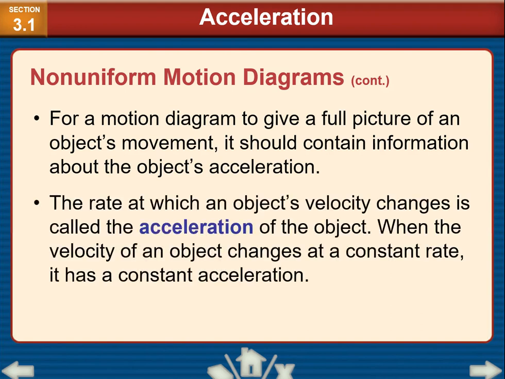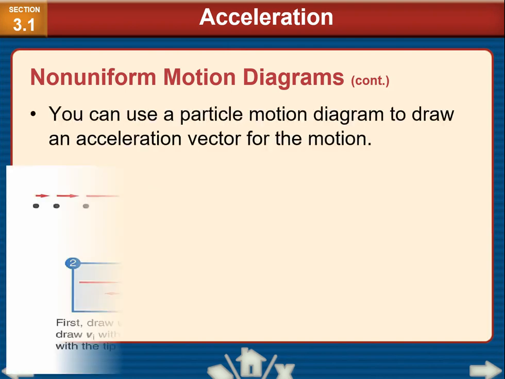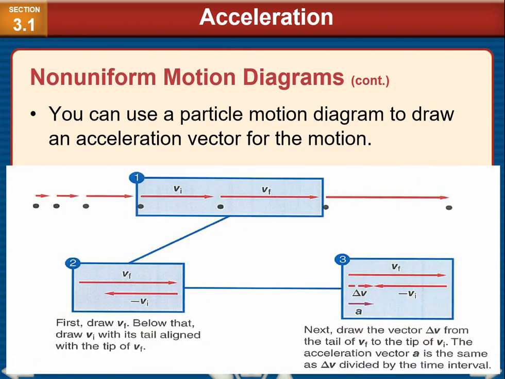All right. So we can't really know everything from looking at the motion diagram. We have to look at a graph, or we have to look at more data points. But the rate that the velocity changes is acceleration. So we can look at this motion diagram and actually figure out the acceleration from it.